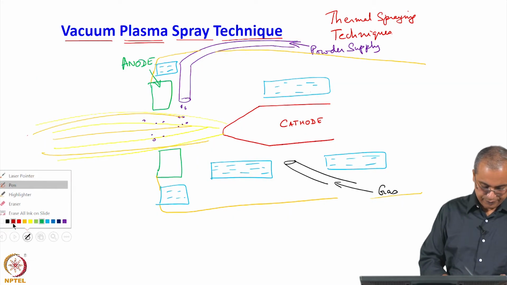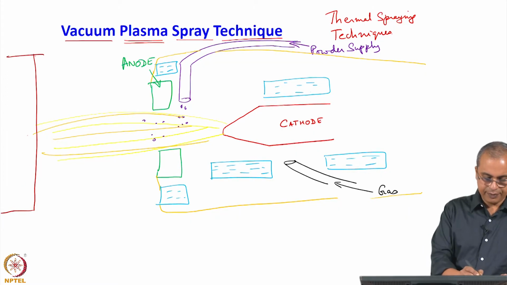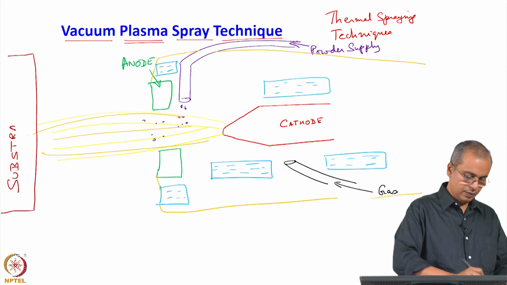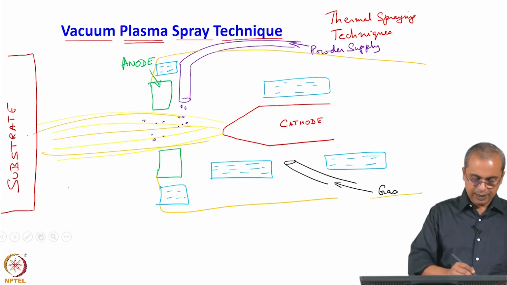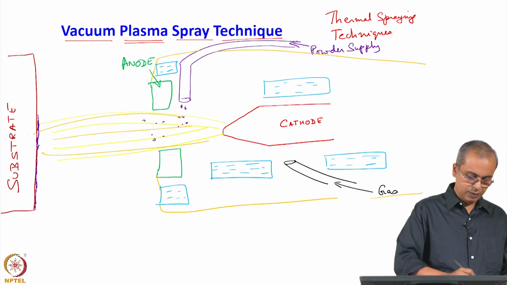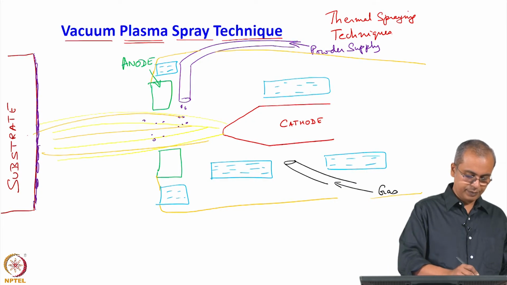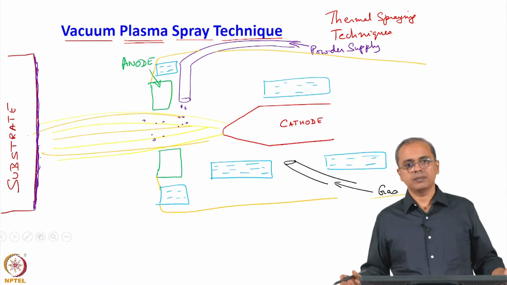And then you have a target here or substrate. On this, the particles that you are sending through the plasma begin to deposit. So, they deposit here. This is how the deposition is happening, right? So, this deposition is happening here, and this is the system. This is the general system.